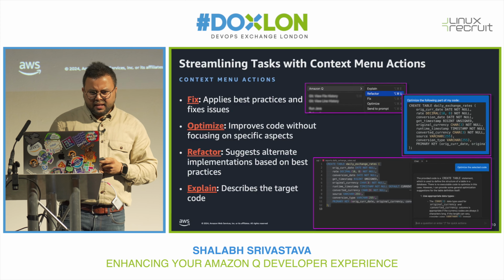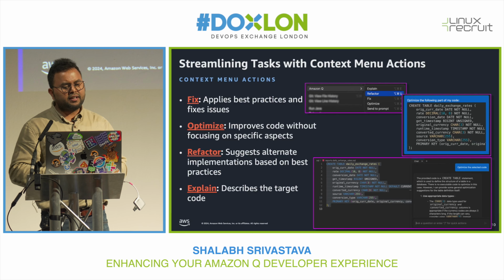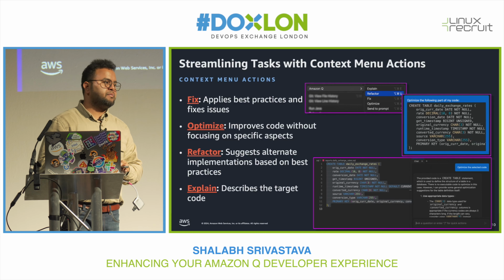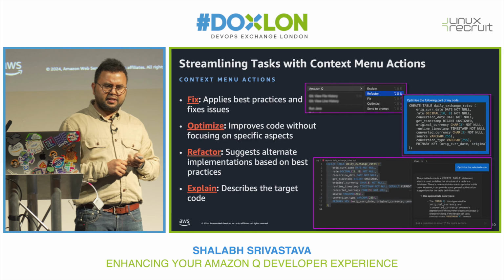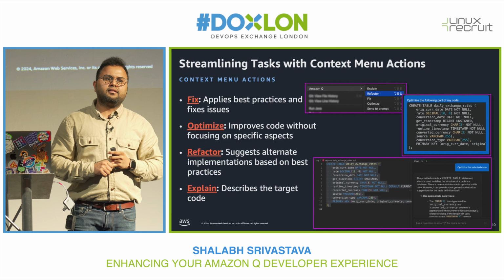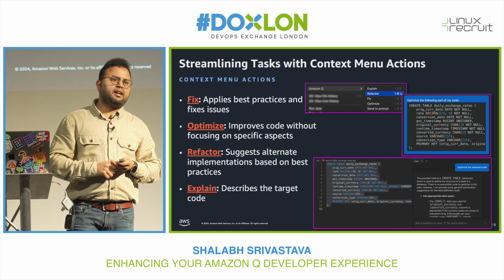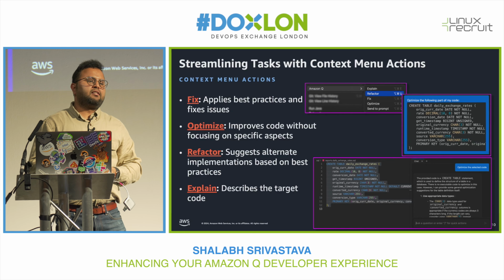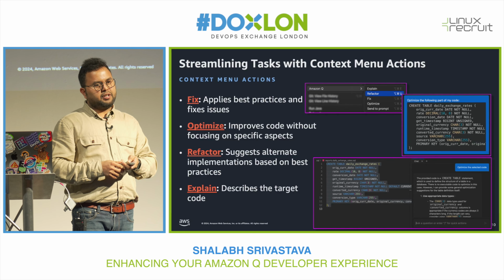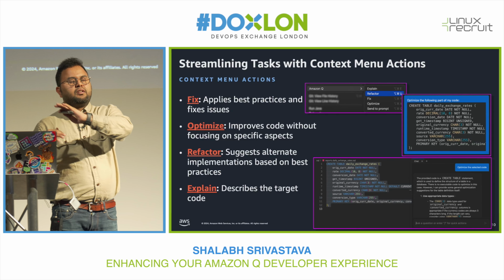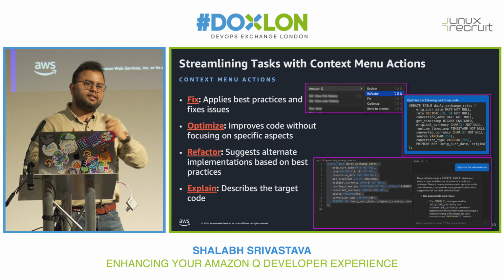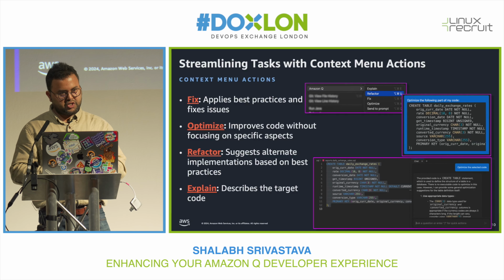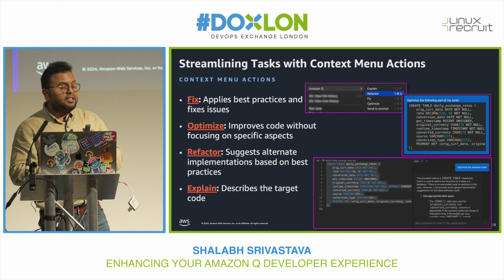Another thing is refactoring. Refactoring is where it will suggest an alternate implementation. Sometimes we've seen with financial organizations that certain AWS accounts do not have all the AWS services enabled. So when your code is using, for example, a certain service, say ECS or EKS, and EKS is not enabled, it may recommend some other alternate suggestion.